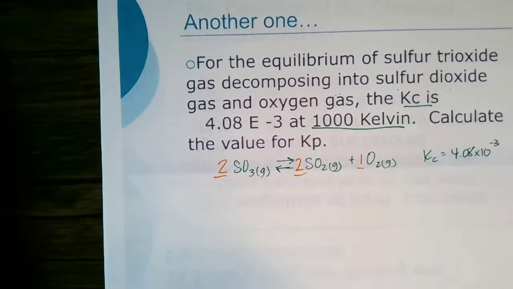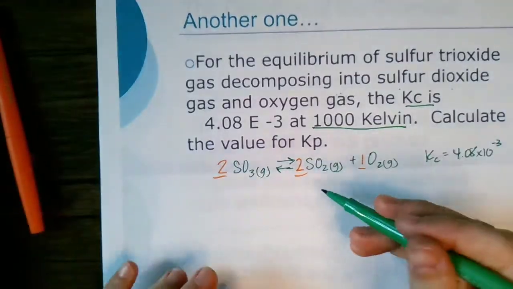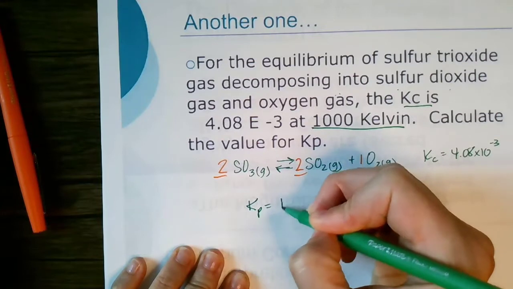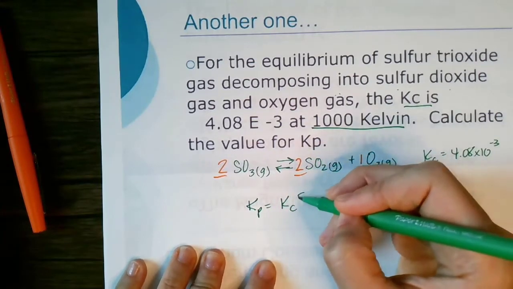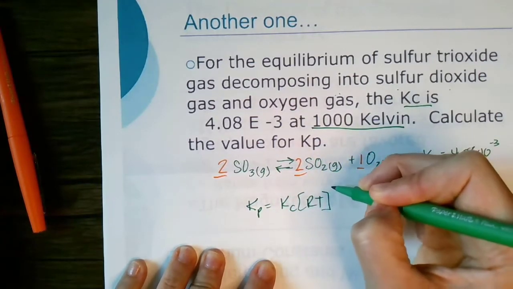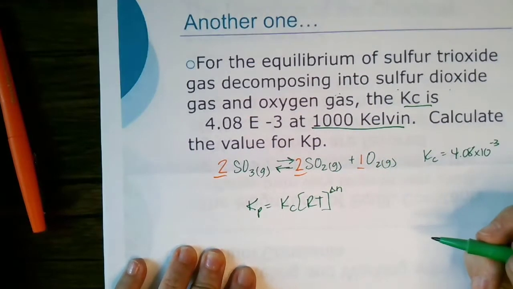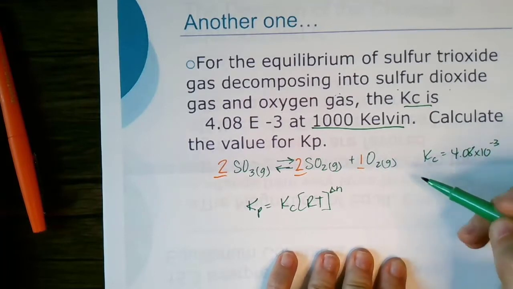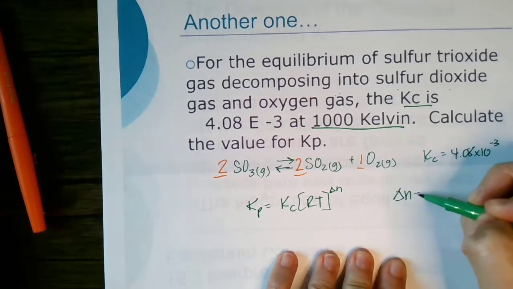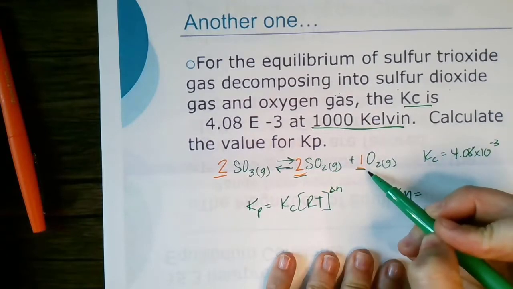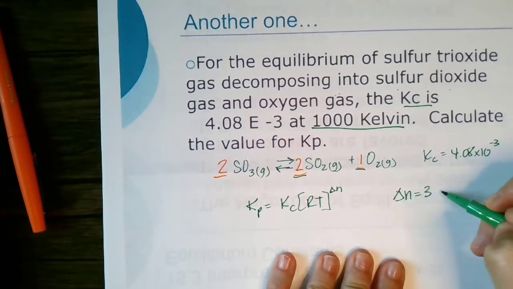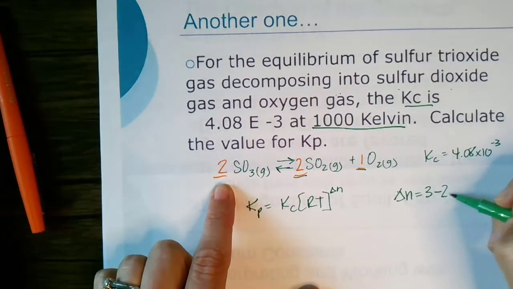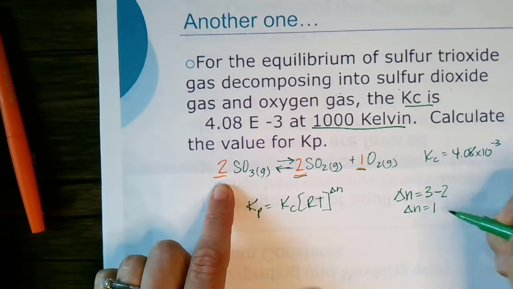So again, we've got our equation that says that Kp is equal to Kc times RT raised to the change in number of moles. So let's find the number of moles. We're going to take our gaseous products. So our delta N is equal to how many gaseous products do we have? 2 plus 1 is 3. I'm going to subtract my gaseous reactants, and here's my gas reactant. I've got 2, so 3 minus 2, so delta N is 1.